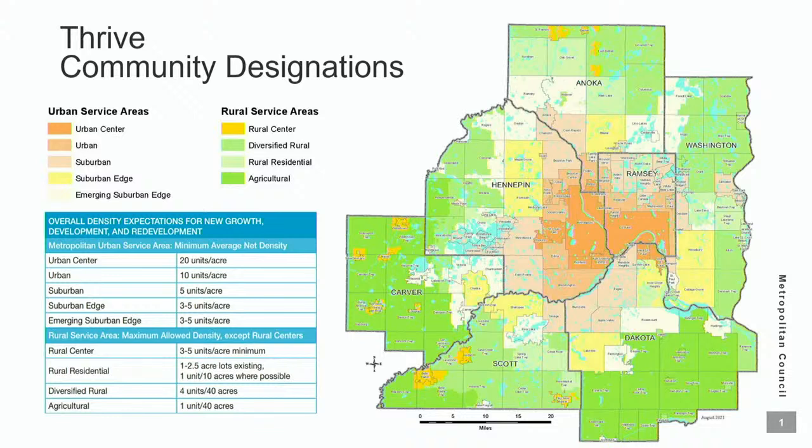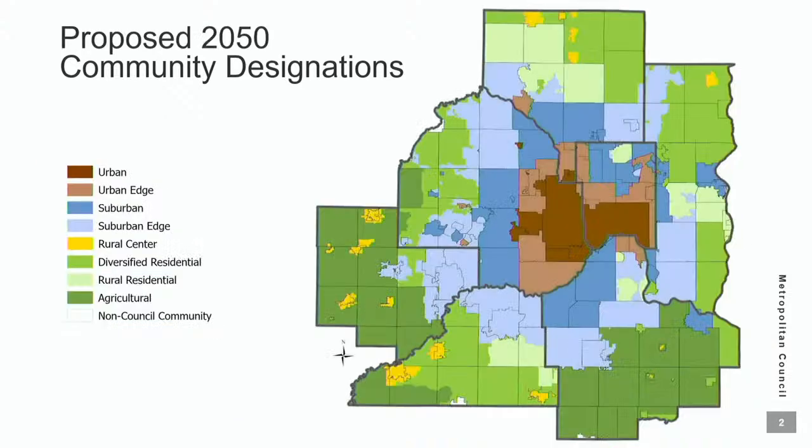And throughout the course of 2022, staff worked with you, with local planners, with other internal council staff to identify and refine these designations as part of the 2050 regional planning process. So that brings us to the proposed 2050 community designations. And the results of those efforts are this map. And as a reminder, the designations, we talked about it, was only updated within MUSA.